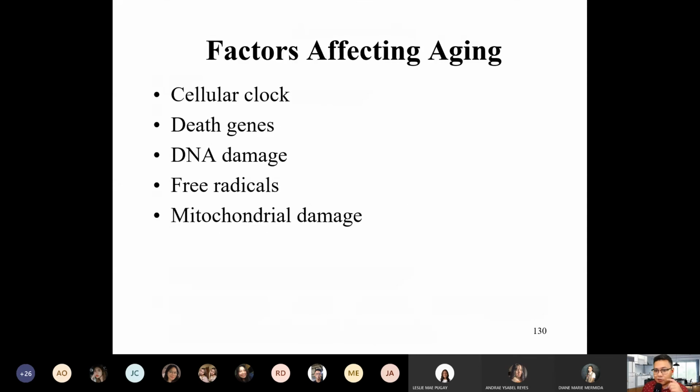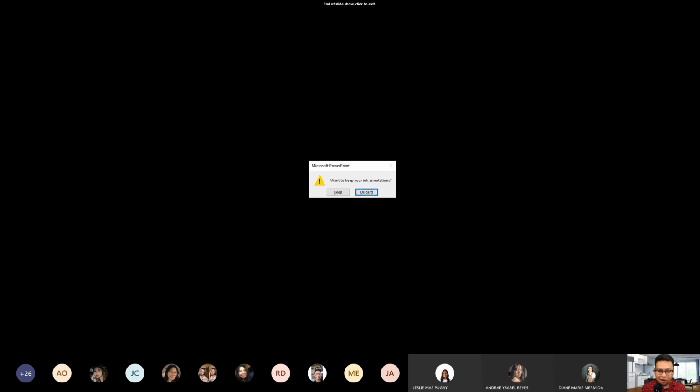We have different factors affecting aging of the cell: cellular clock, death genes, DNA damage. DNA damage can result from errors or radiation. Free radicals, like highly active radicals, free oxygen, and mitochondrial damage. Okay. So in essence, if the cell does not have a mechanism to kill itself, it will become cancerous. Cells that fail to stop themselves from dividing become cancers. Okay. So that is it for our lecture.